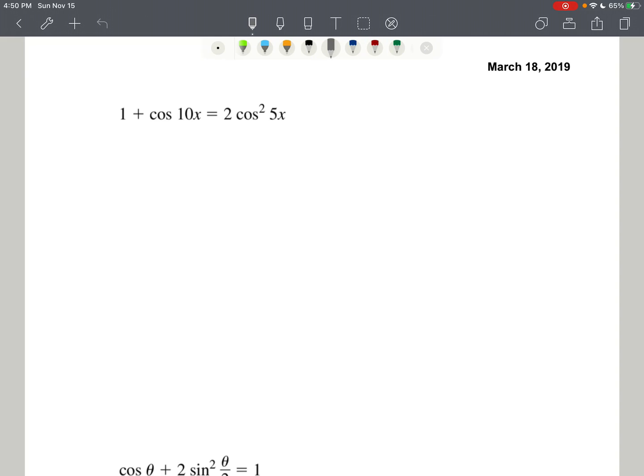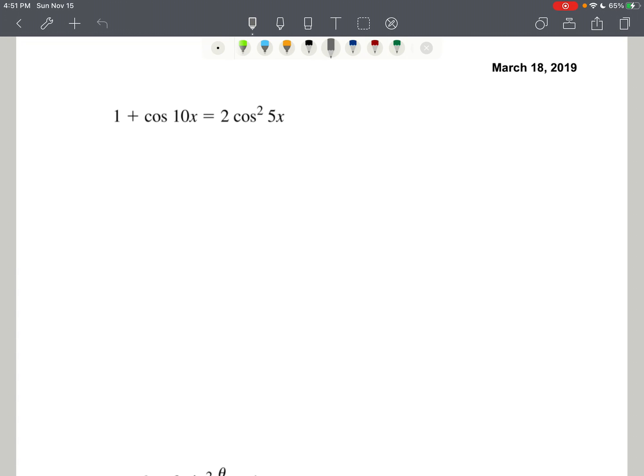I'm going to walk through my thought process in verifying that 1 plus cosine of 10x is equal to 2 cosine squared of 5x. Now, when I look at the left-hand side of the equation versus the right-hand side of the equation, I notice that the angles are not the same. So I'm going to have to make the left-hand side have an angle of 5x. Well, how can I do that?